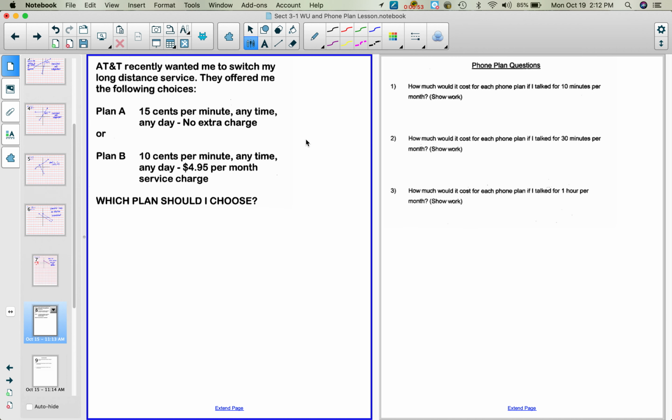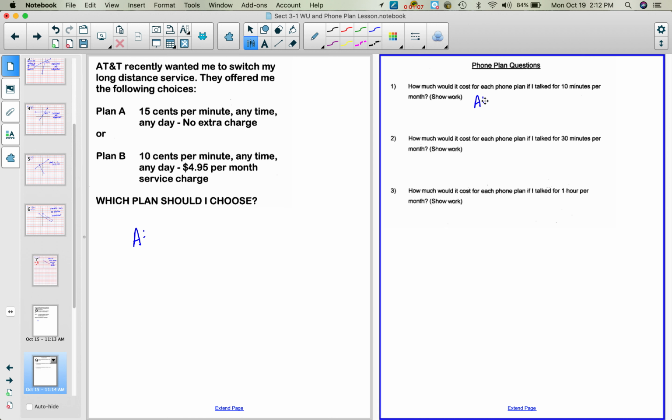So I want to look at Plan A. If I'm doing Plan A, and it's 15 cents per minute, let's think about how much it would cost for each phone plan if I talked for 10 minutes per month. For Plan A, I'm paying 15 cents per minute, so it's 0.15 times 10 minutes. Hopefully you all know the easy way to multiply by 10 is to move the decimal point over one place. I get 1.5, but it's money, so $1.50.